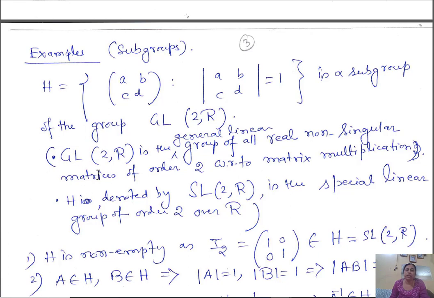The notation we have already introduced. Now I am considering a subset of this: 2 cross 2 matrices that are non-singular, but whose determinant should be 1. This is a subset of GL, and you can show it is a subgroup of GL. We denote it H, the collection of matrices whose determinants are all 1. We call it SL 2R, the special linear group of order 2, special in the sense that the determinants of those matrices are 1.